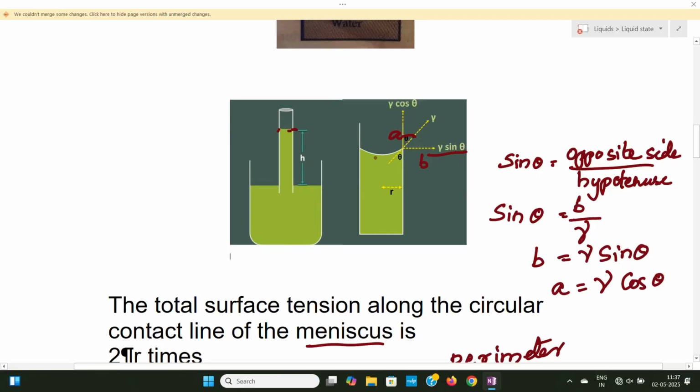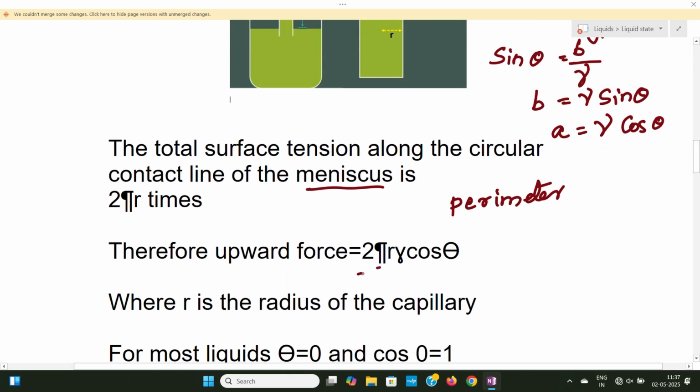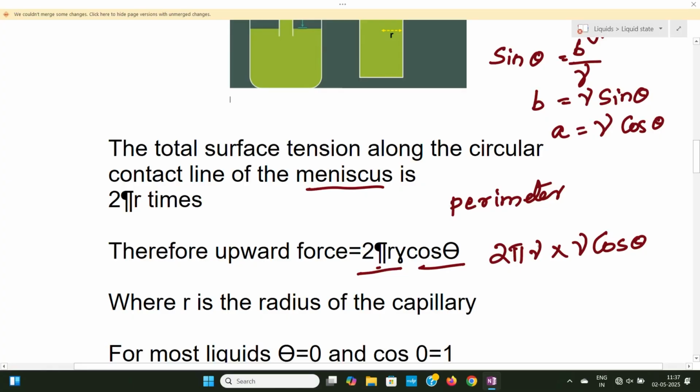So, this is the upward force due to surface tension. This upward force is nothing but the perimeter into gamma cos theta, that is 2 pi r into gamma cos theta. Here r is the radius of the capillary, gamma is the surface tension, and theta is the angle of contact.